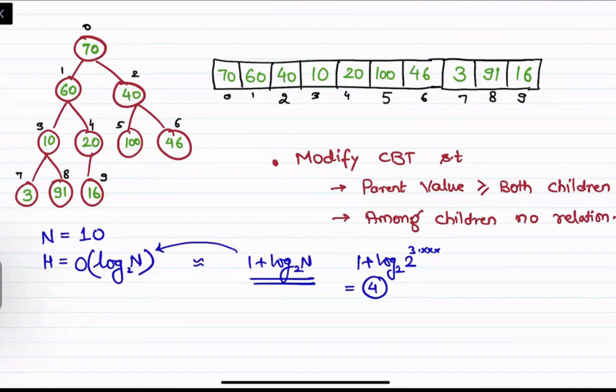Currently, whatever you are seeing in that, is every parent greater than both its children? Currently, it is not true. But we want to make this true. We want to restructure the values in this tree such that this property holds true for us. So what do you think? Where should we start to bring this change? What should be our starting point?